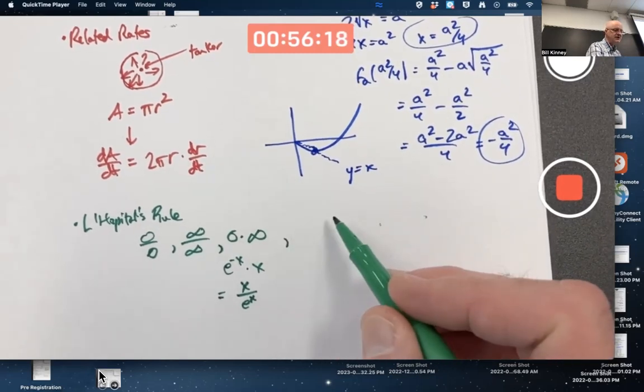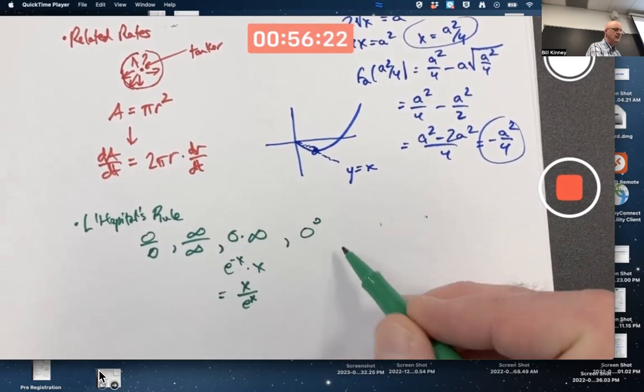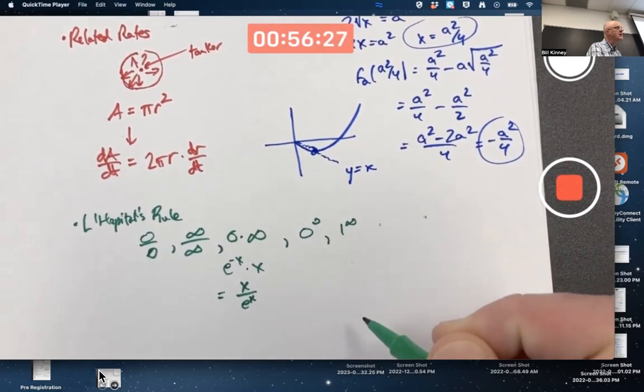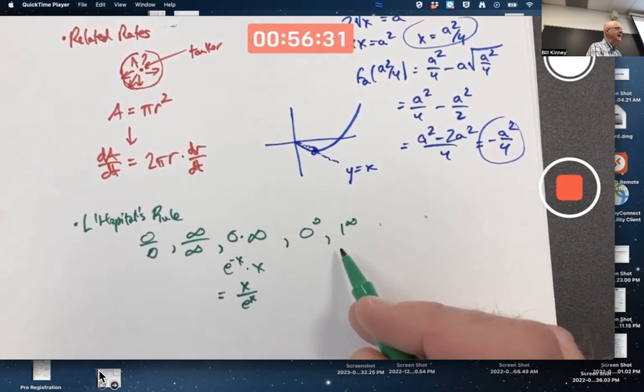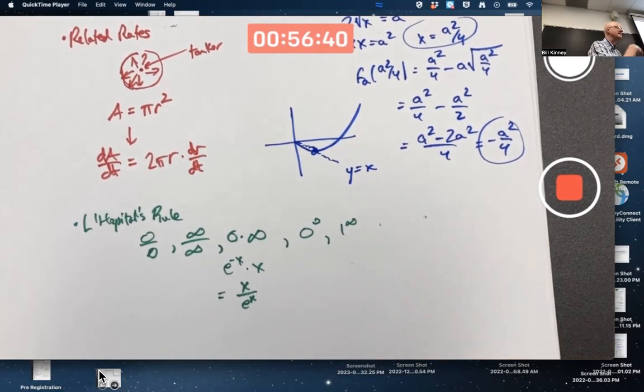Sometimes you might have a situation like 0 to the 0 power, or maybe 1 to the infinity power. Those are indeterminate forms as well. Before you can use L'Hopital's rule, those are the kind of problems where you need to use a logarithm first. Take the log of both sides, and then ultimately use some tricks to write it as a fraction before you take the limit. We did examples like that. It's a bit tricky, but can be done.